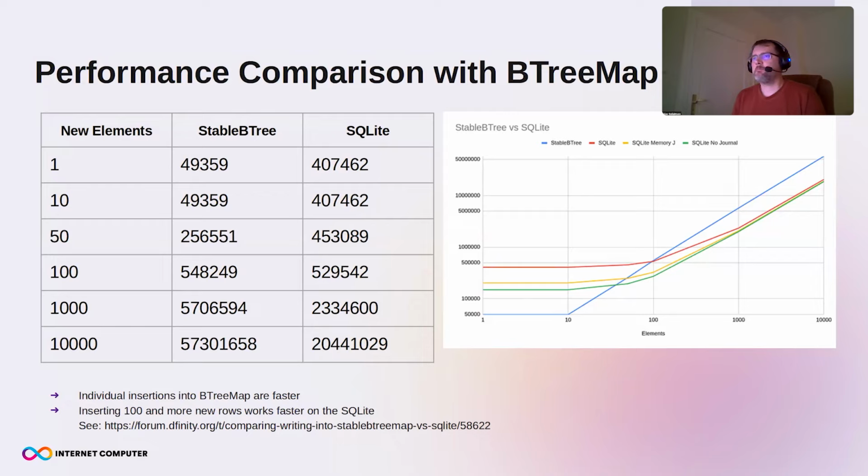But then if you want to insert many new elements, SQLite actually scales quite well. So comparatively, say starting from 100 elements or maybe 1,000 elements, you will see that you can insert those elements faster than you would do that with the stable B-tree map. You can check the forum post about this, and if you want, you can also download the benchmark yourself and try it out.